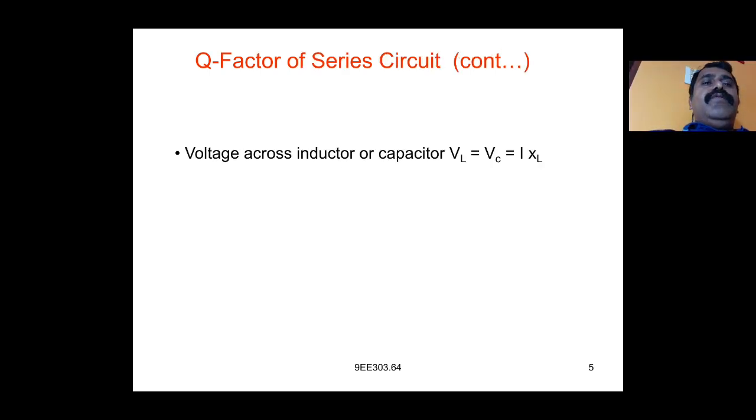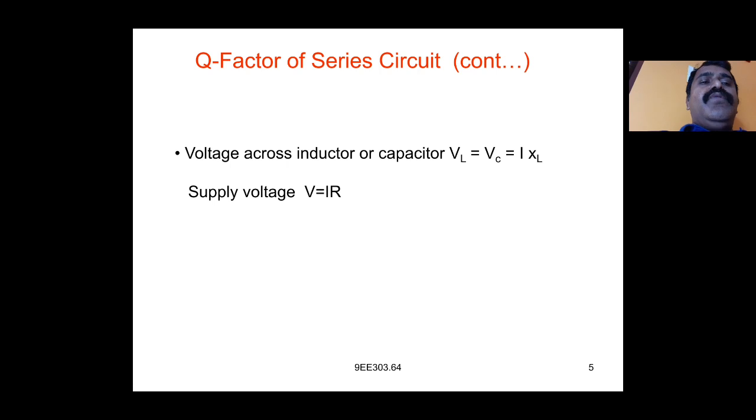Here the voltage across the inductor or capacitor can be given as VL equal to I into XL, where VL is the voltage drop across the inductor, or VC which is equal to I into XL.